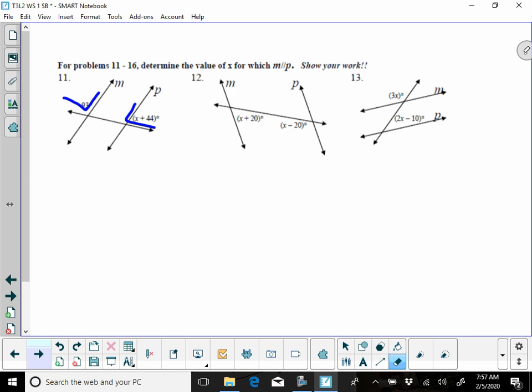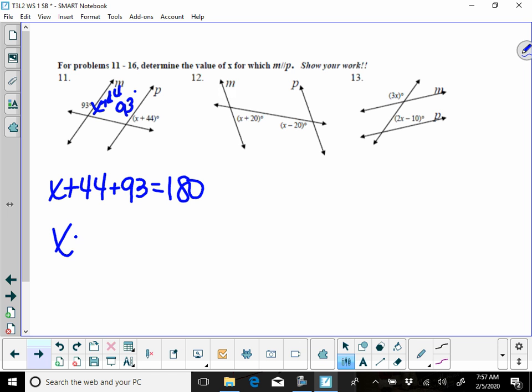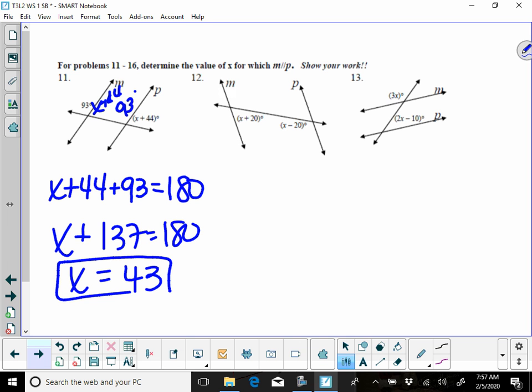Therefore, this one would also be 93, okay? And then those are going to make 180 degrees there. This will be X plus 44 if you did that. So you know that X plus 44 plus 93 has to equal 180. So then you would add 44 and 93 and then solve, and X is going to equal 43. So if X was 43, then that would make those two lines parallel.